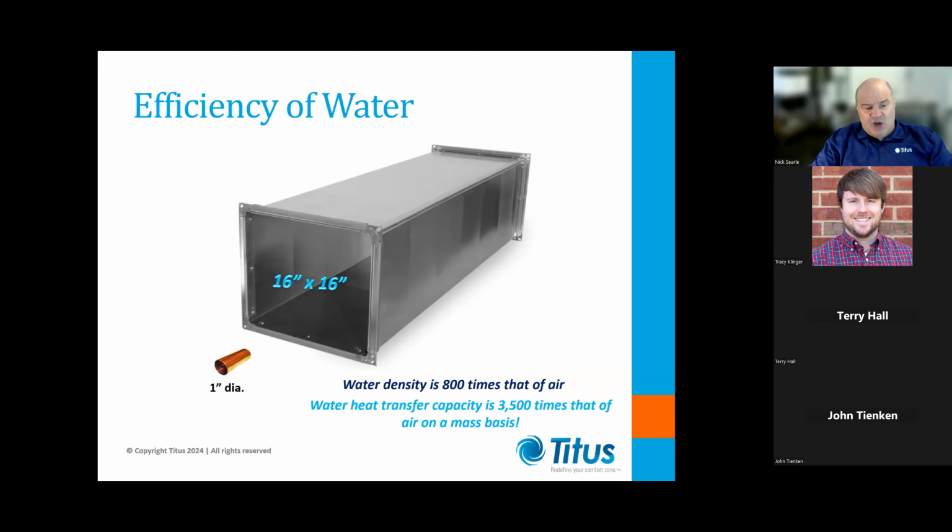So a 1-inch diameter water pipe can carry the same amount of cooling energy as a 16-inch by 16-inch air duct. And that is because water is 800 times denser than air, and it has a specific heat capacity of around 3,500 times that of air. So you can see straight away where you're getting some space savings there.